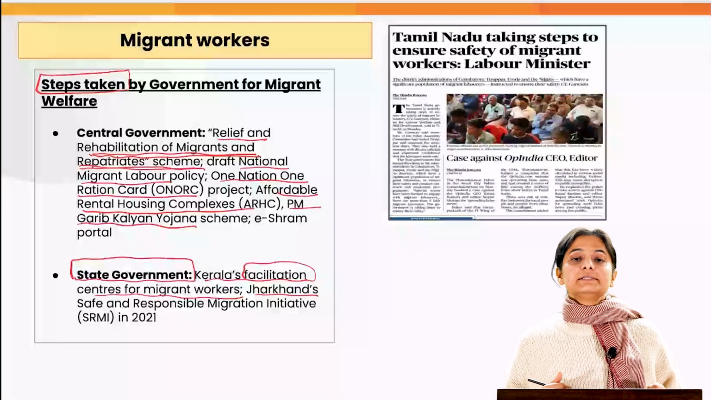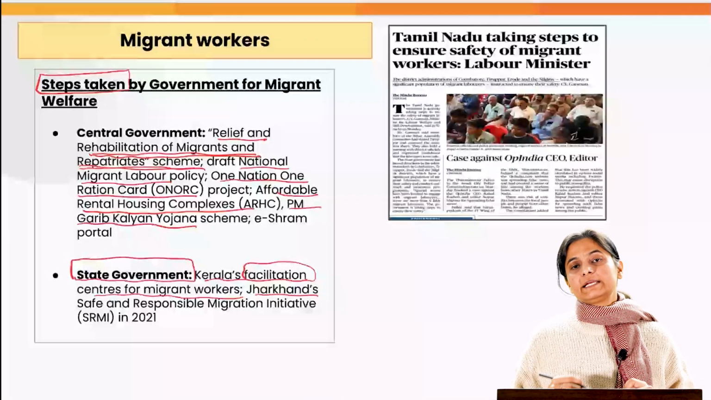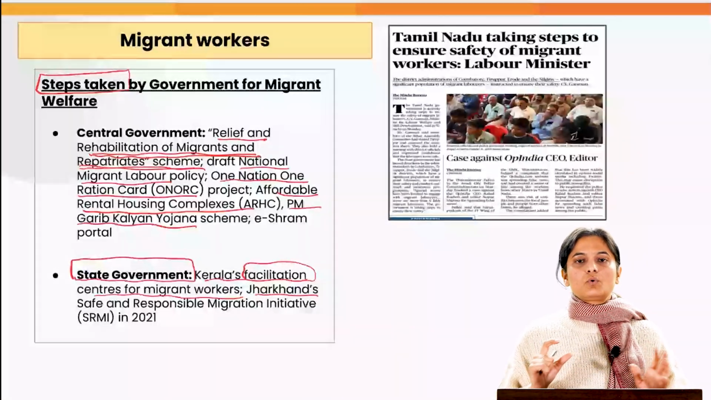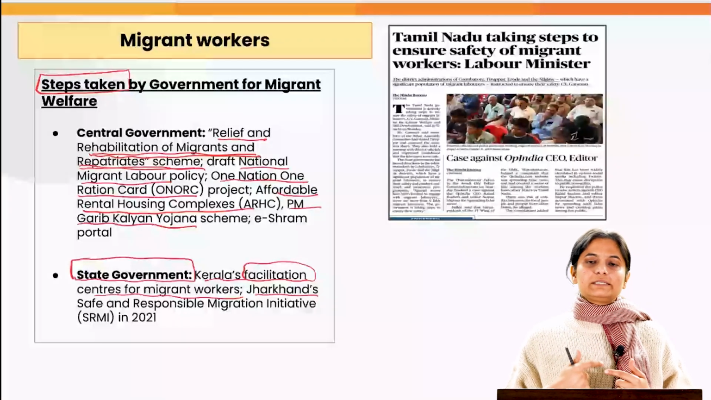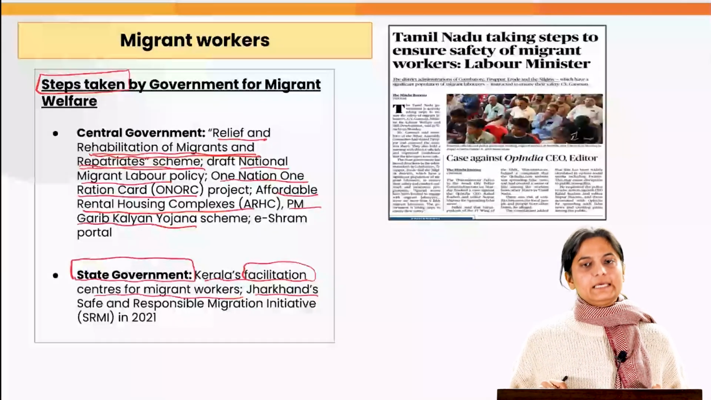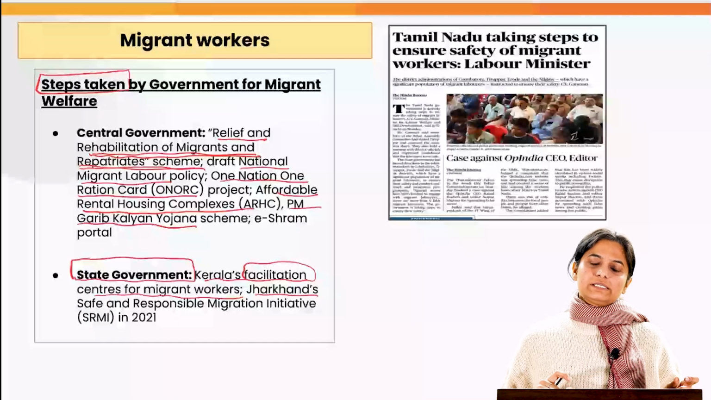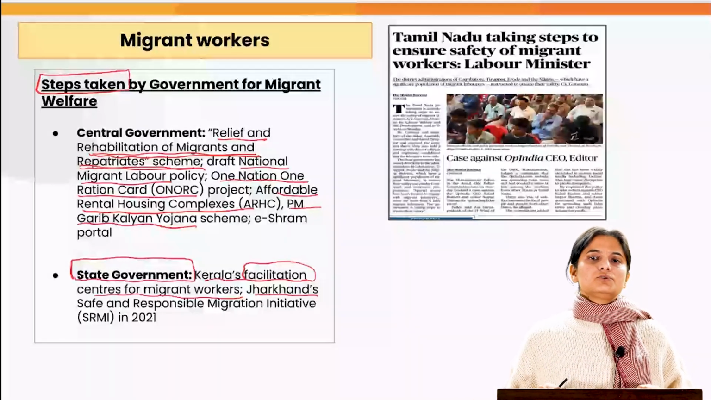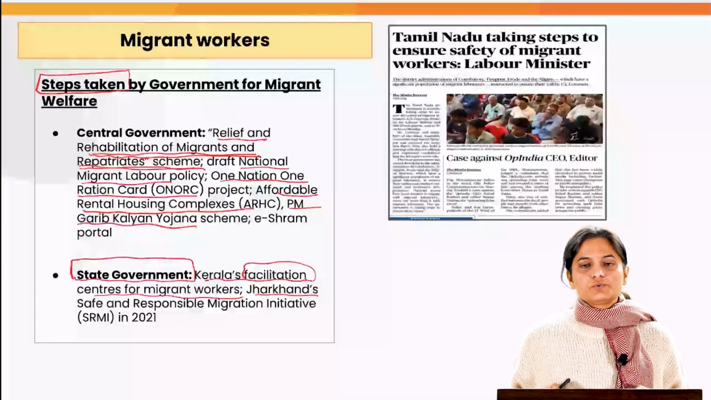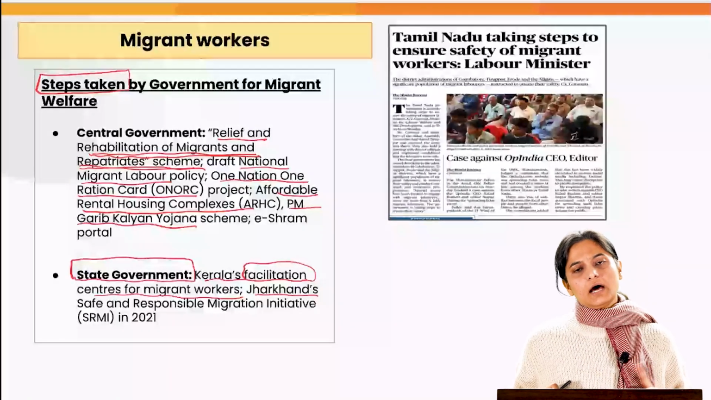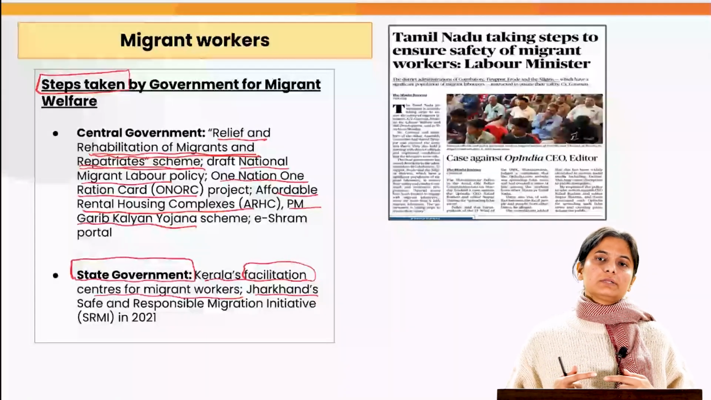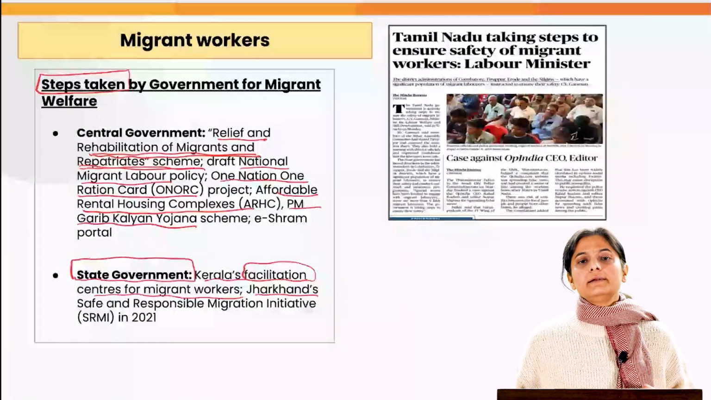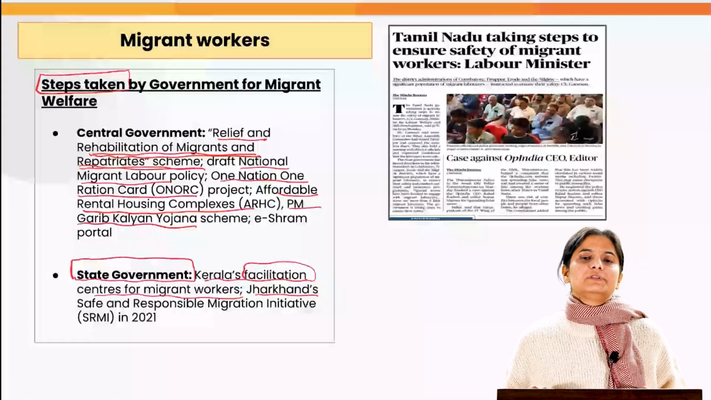Then there is Jharkhand's Safe and Responsible Migration Initiative. This coordinates the various concerns of the migrant labor between the source region and the destination region. To add to this, in 2012, there was also one MOU which was signed between Odisha and the then Andhra Pradesh government to ensure that the concerns of migrant laborers working in Andhra Pradesh could be addressed with cooperation between the two states.